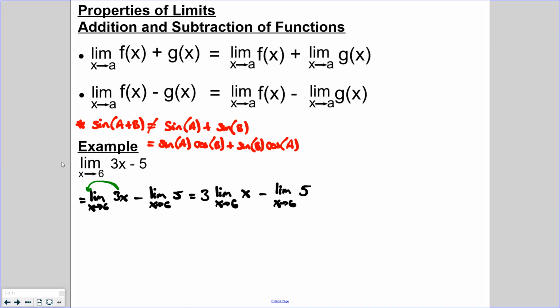If we look at the first term, the limit as x approaches 6 of x, x is that special function where we can use direct substitution. So that's going to give us 3 times 6 minus the second term. We have the limit of a constant, and we know the limit of a constant is the constant, so the limit of 5 is just going to be 5. We can continue simplifying to get 18 minus 5, or a final value of 13.